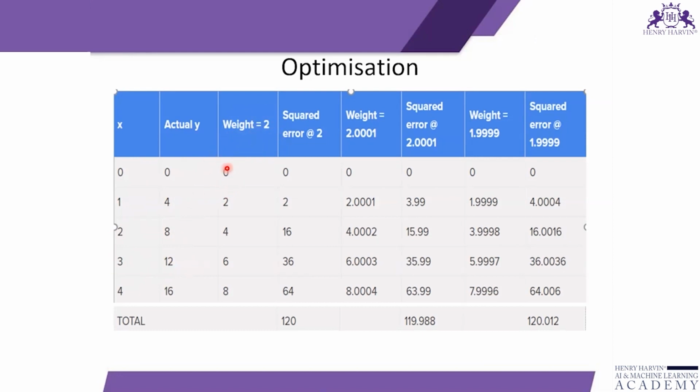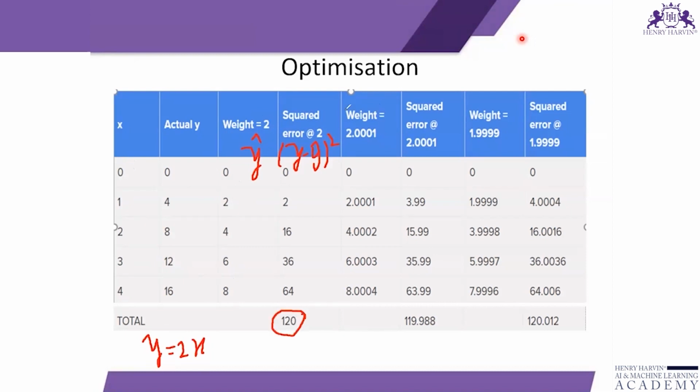Now, when the weight is equal to 2, what will be the predicted values of Y? Since we have taken the relation as Y is equal to 2X, it gets substituted in this equation and this will be the predicted value of Y. If we find the squared error for this weight 2, which is Y minus Y hat to the whole square, this is the loss function, the cost function we are calculating. This is equal to 120.